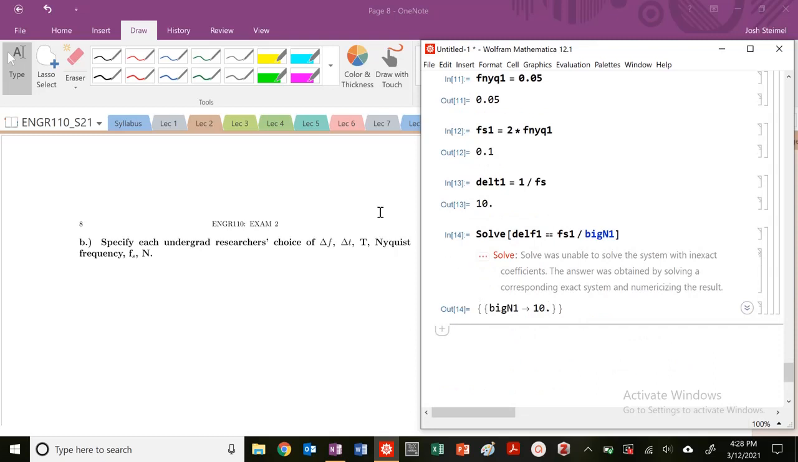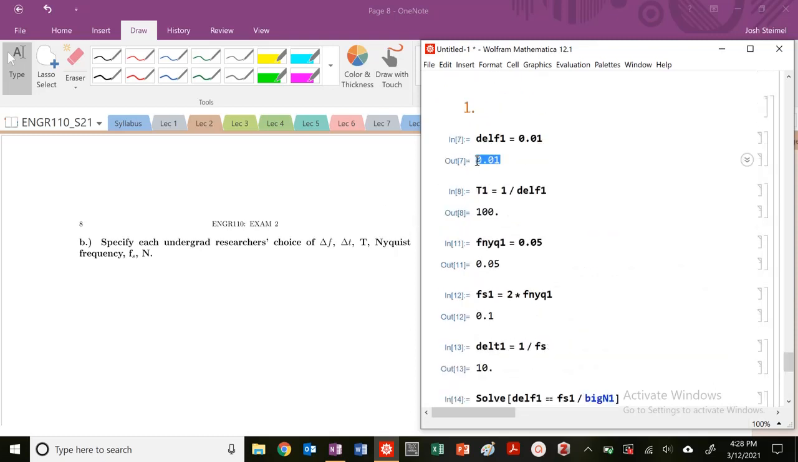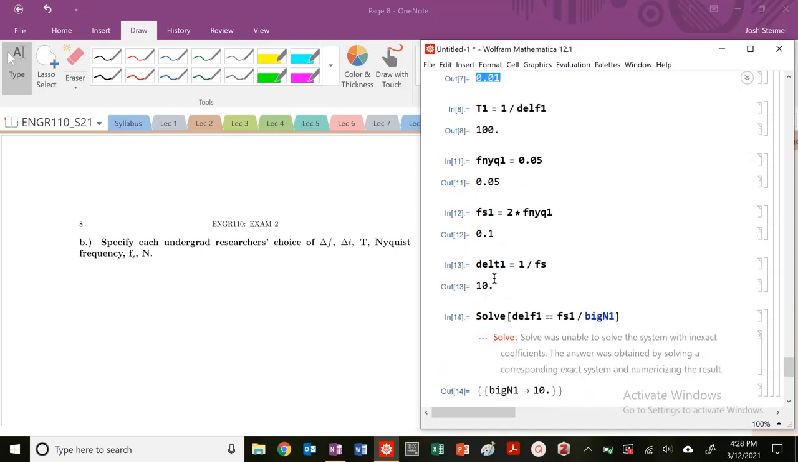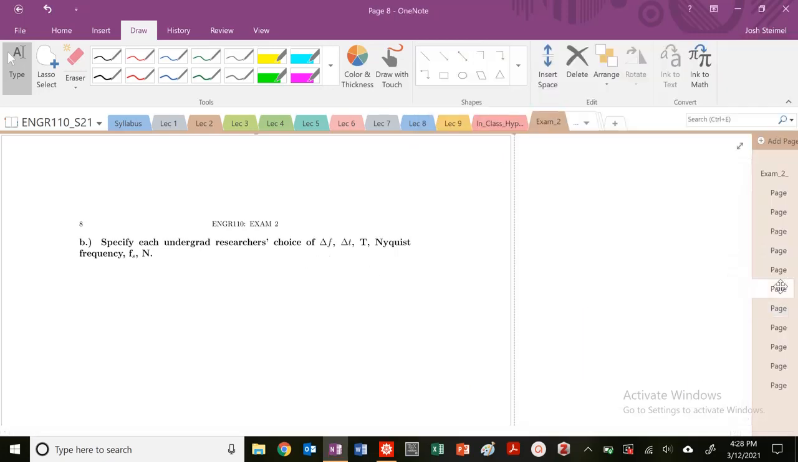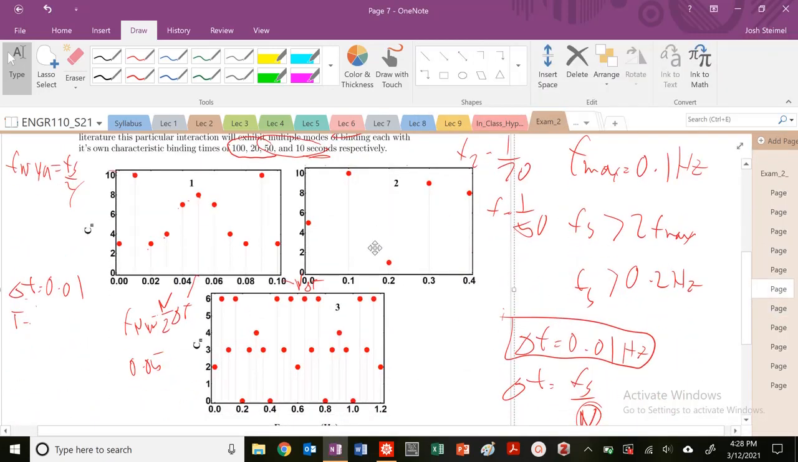So I've got all these values. But the problem is, again, my delta f was okay, but my f sub s was not large enough. So I'm going to have signal aliasing, and I'll probably also have spectral leakage. So number one is a fail. It didn't work. What about the second one?